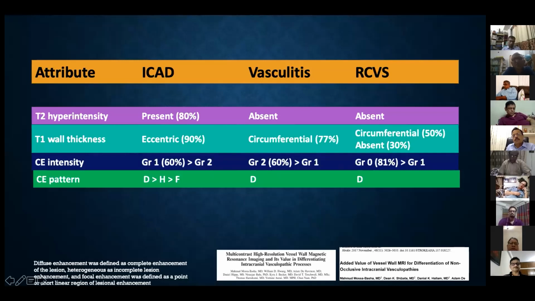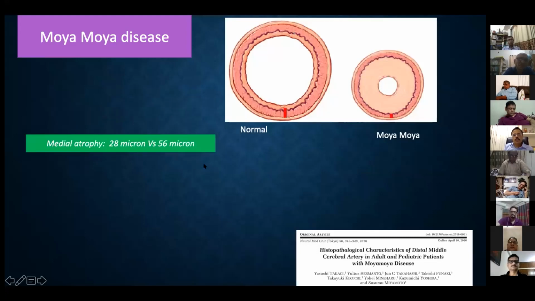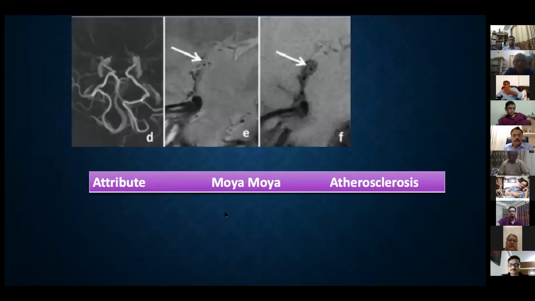Now coming to the last part, moyamoya disease. As we discussed from the histopathology, here negative vessel remodeling is there, the vessel wall is slightly thickened, and the lumen is narrowed, and usually there is not much inflammation going on, which helps us to diagnose this patient. As I mentioned, the outer diameter progressively decreases, while this doesn't happen in other diseases such as vasculitis, ICAD, or RCVS. So again, in moyamoya as compared to atherosclerosis, the outer diameter is smaller.